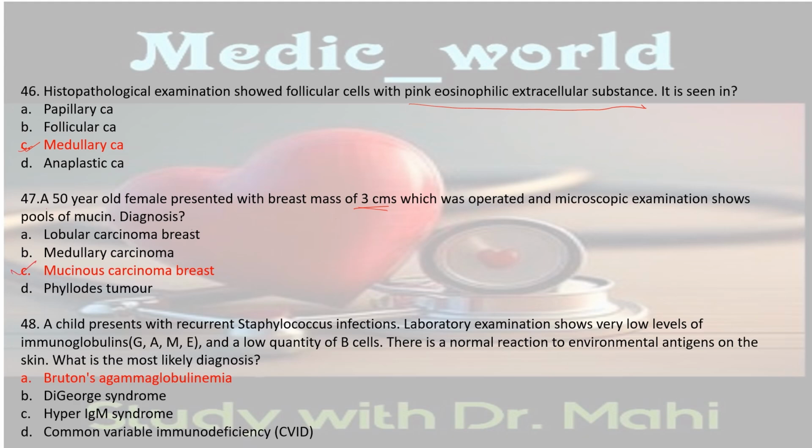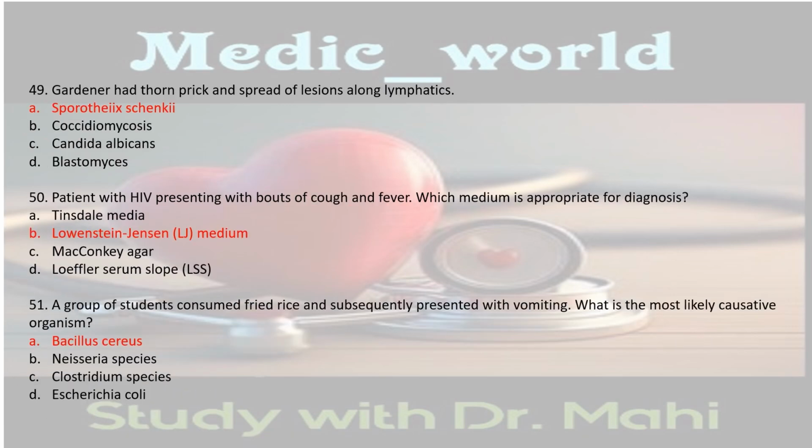Next question. A child presents with recurrent staphylococcal infections. Laboratory examination shows very low levels of immunoglobulins and a low quantity of B cells. There is a normal reaction to environmental antigens on skin. What is the most likely diagnosis? The answer is Bruton's agammaglobulinemia.